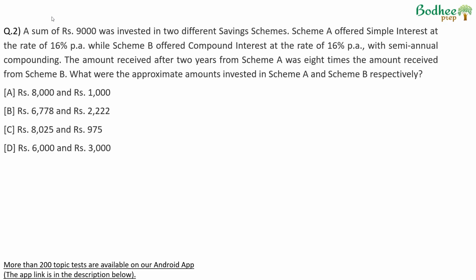The question 2 says, a sum of 9,000 was invested in two different saving schemes. Scheme A offered simple interest, SI, at 16% per annum. Scheme B offered compound interest at 16% per annum with semi-annual compounding. So this is half yearly.